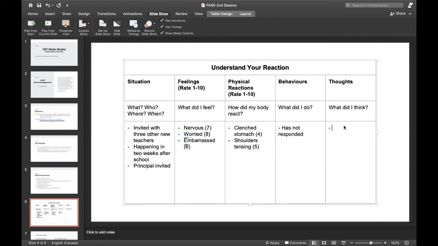I don't know, just that I don't want to go and all the other teachers will be there. Okay, some of your thoughts are, I don't want to go, the other teachers will all be there. Are there maybe any other thoughts? No, that's about it. Are there any thoughts along the lines of maybe I won't fit in? I think you mentioned it earlier. Yeah, actually, that one as well.